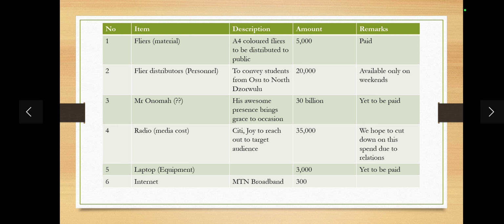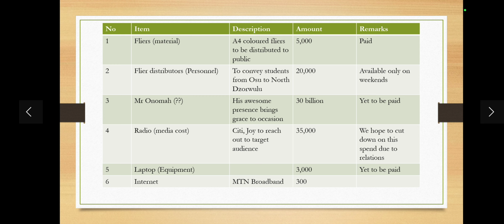And then you have Mr. Onoma. The description is, his awesome presence brings grace to the occasion. Of course, that is understandable. And the amount to get Mr. Onoma to be part is 30 billion, and it is yet to be paid. Now the question is, where does Mr. Onoma's involvement fall? If you want Mr. Onoma to be part of whatever you're doing, your tactic or your strategy, is it part of material? Is it personnel? Is it media cost? Is it equipment? That one's for you to find out.